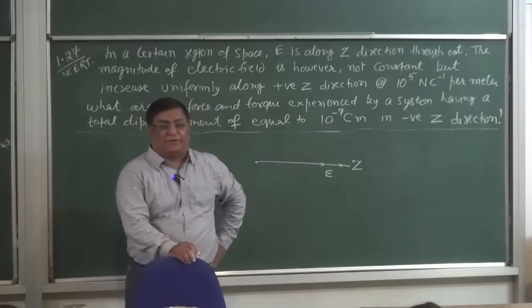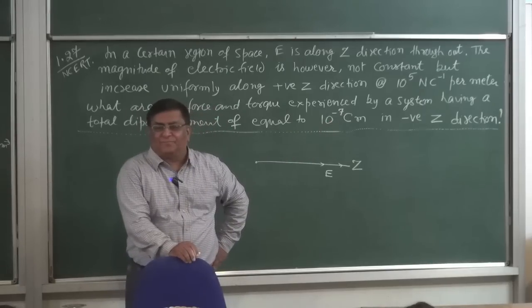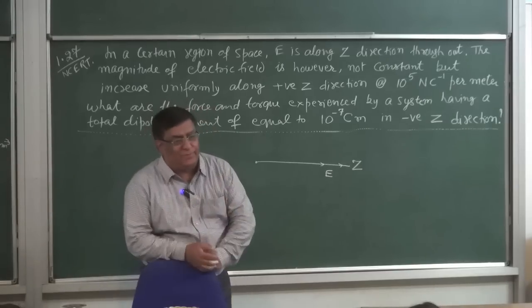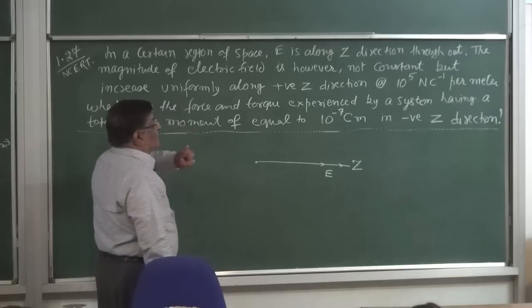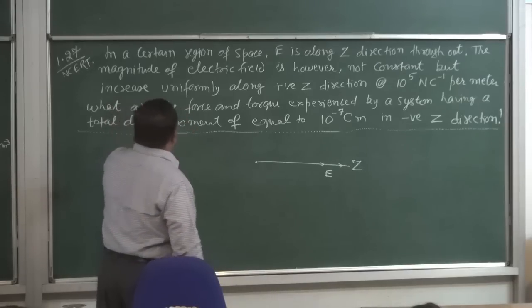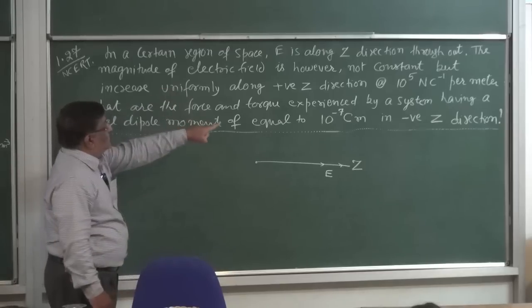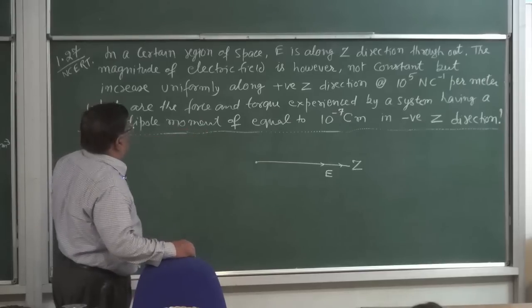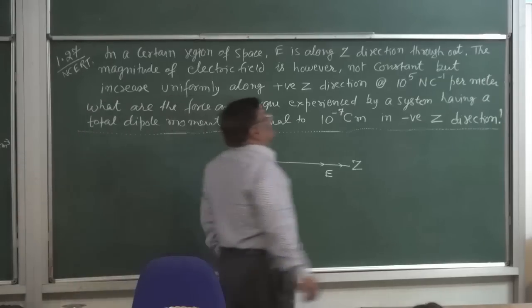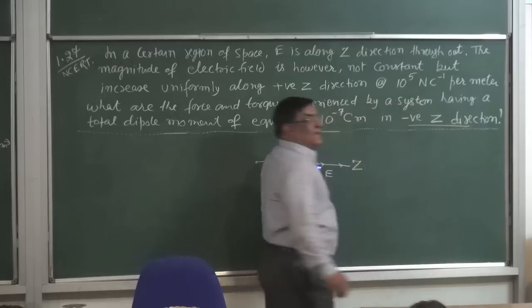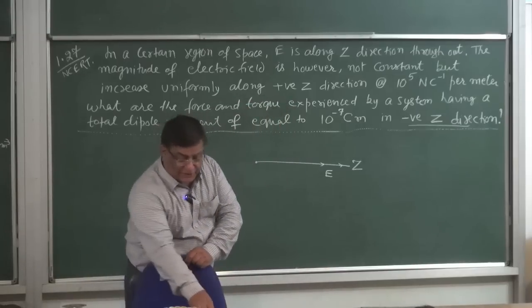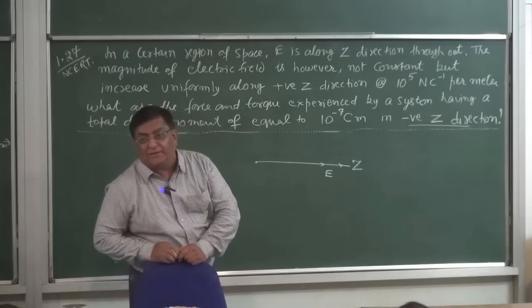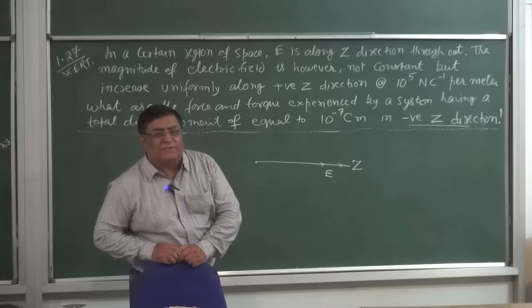In negative z direction, what does it mean? There is a dipole. How is that dipole placed? Just see the words. System having a total dipole moment equal to this. And what is the direction of dipole moment? Negative z direction. Negative z direction में dipole कैसे रखा जाएगा? Can you imagine? Dipole की direction किधर से किधर होती है? Yes, minus q to plus q.